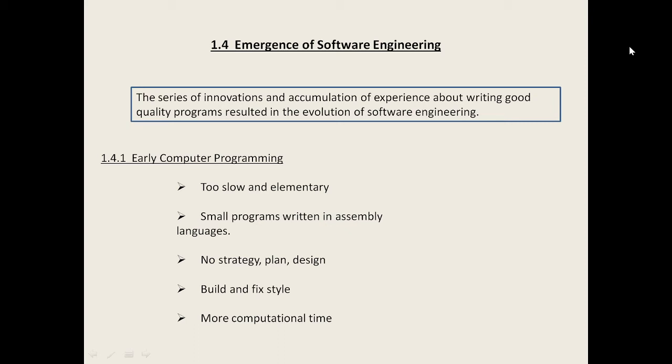They wrote the programs without formulating any proper solution strategy, plan, or design, and jumped to the terminal and started coding immediately on hearing the problem. There is no specification of the problem, there is no analysis of the problem, and there is no documentation. They are simply building or developing software quickly, and after fully developing the software, they are testing it. So this process is called the build and fix style that was used in early computer programming.